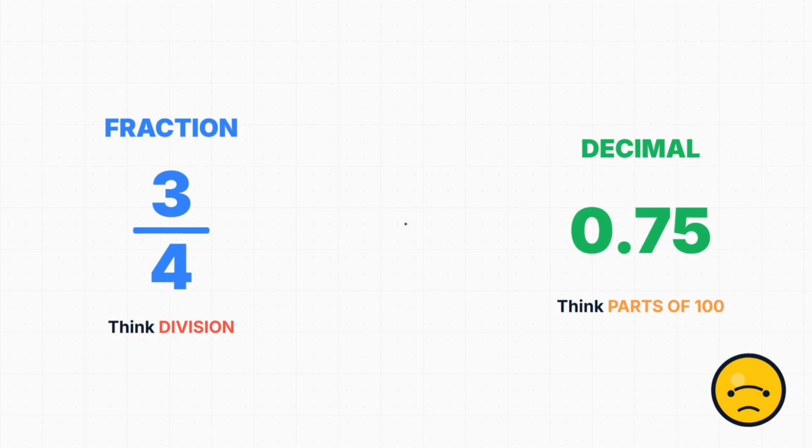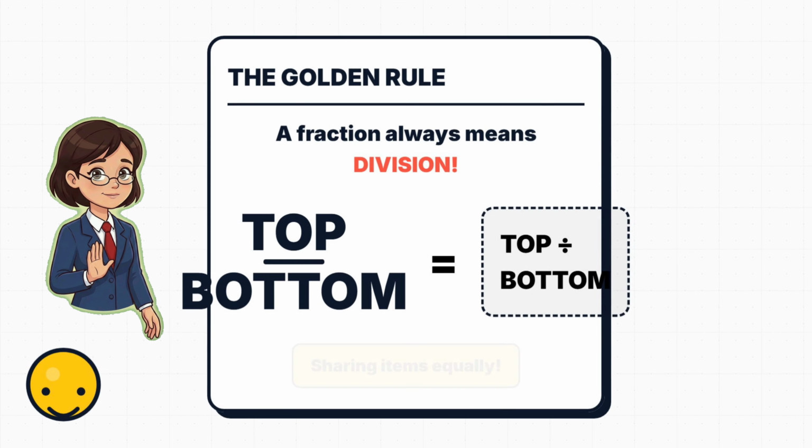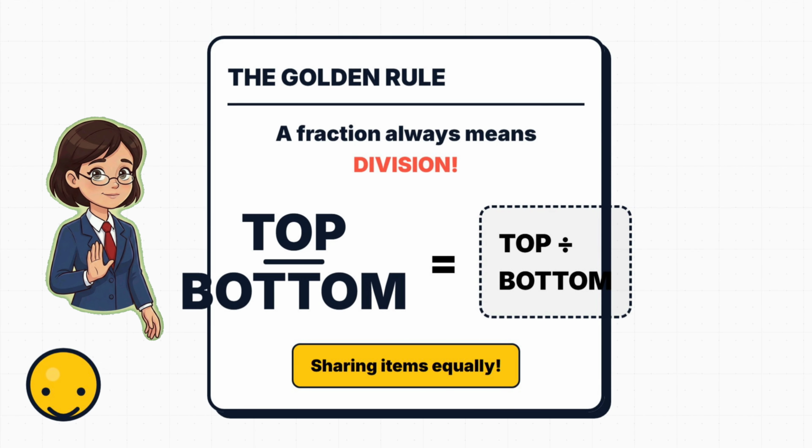When you see a fraction like 3 over 4, think division. When you see a decimal like 0.75, think parts of 100. Here is the important math rule. A fraction always means division. The top number is divided by the bottom number.